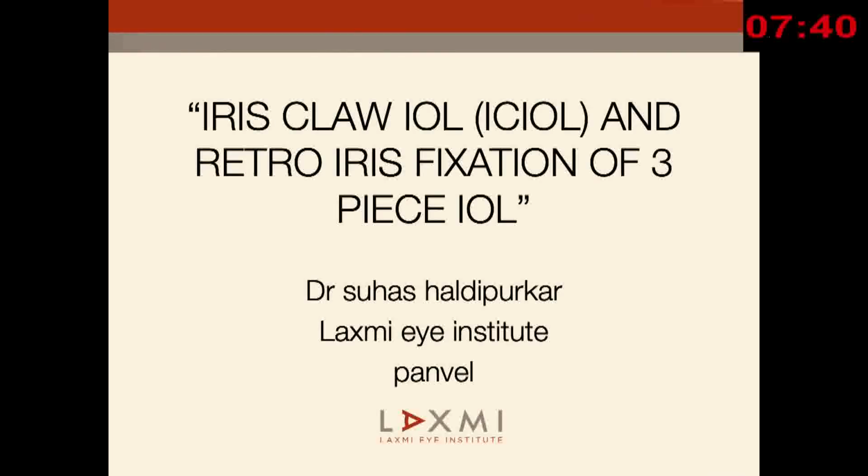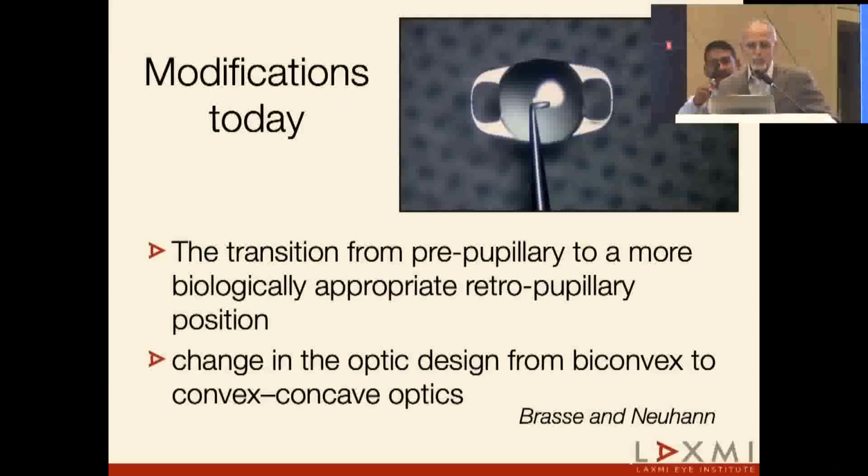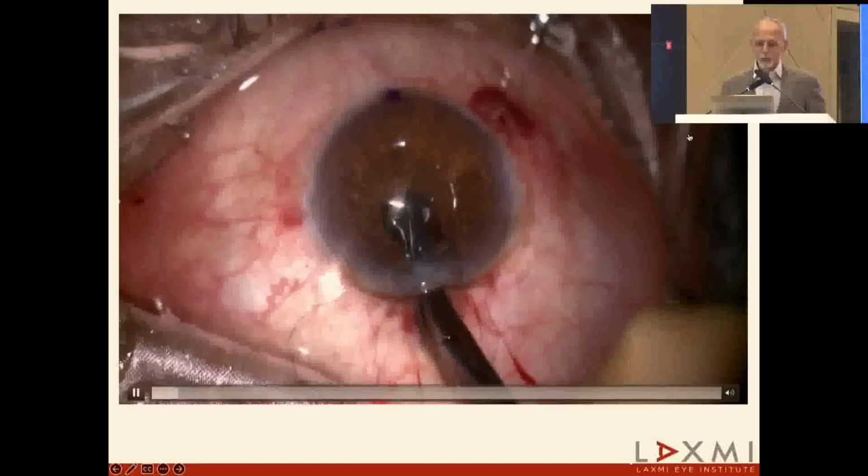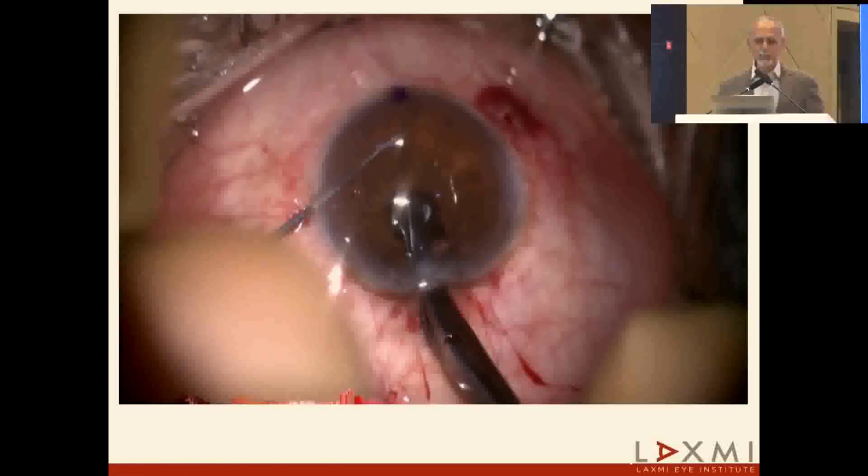Iris claw, I'm sure all the surgeons who do cataract surgery are well aware of or well versed with using iris claw lens. In fact, iris claw lens was introduced several years back by John Wurst, but there's been a modification in that, and today the modification is the transition from pre-pupillary to a more biologically appropriate retropupillary position, and the change in optic design from biconvex to concave. Now, the beauty of this lens is it's so quick and easy.